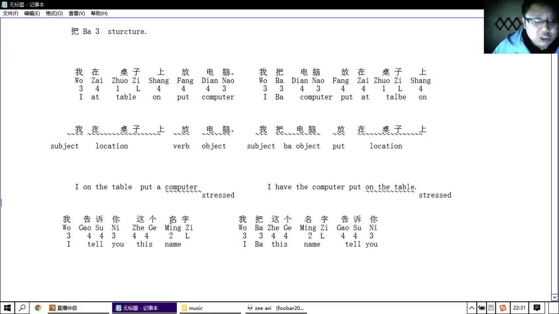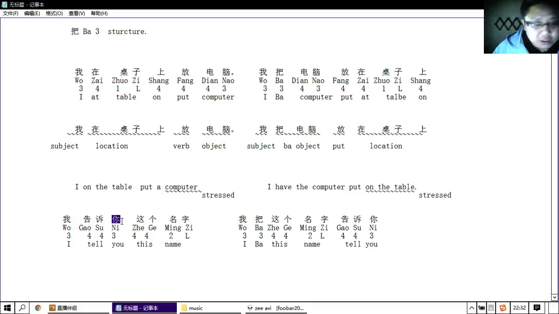我告诉你这个名字 and 我把这个名字告诉你. Now, the following two sentences are a little special because we actually have two objects in a sentence. Now 告诉, tell in English, is the center of the sentence. Now I have to tell you guys that this tell is the verb, and you is the indirect object, and 这个名字, this name, is the direct object. Now this direct object, 这个名字, this name, is now being stressed because it is at the end of the sentence.